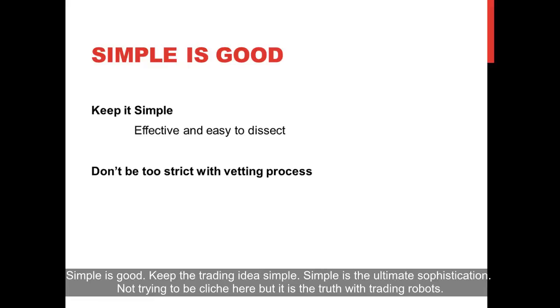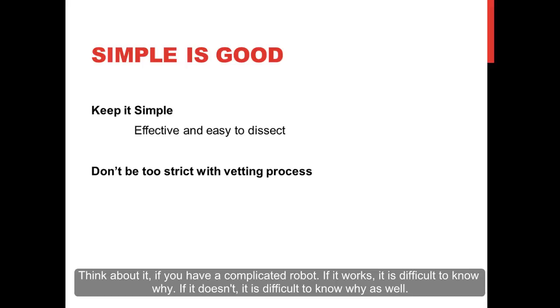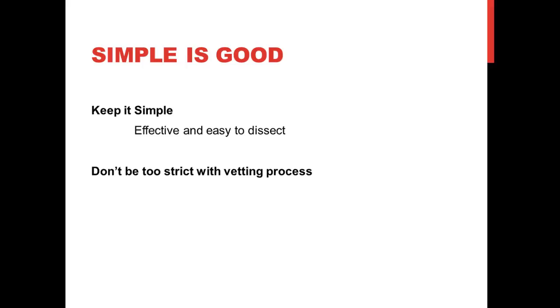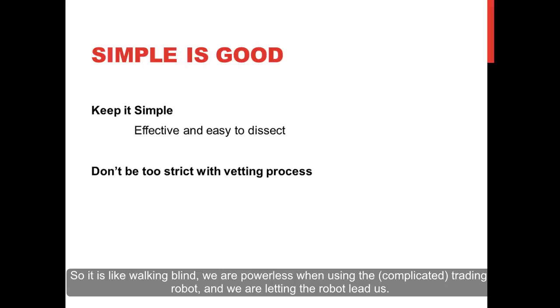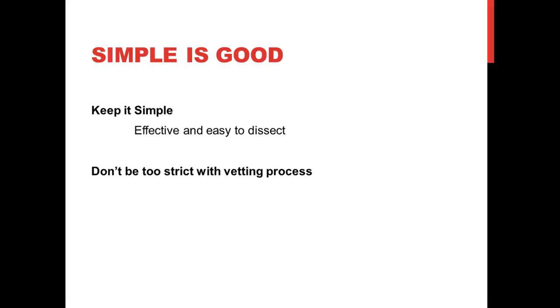Simple is good. Keep it simple. Simple is the ultimate sophistication. Not trying to be cliche here, but it is the truth with trading robots. Think about it. If you have a complicated robot, if it works, we don't really know why. If it doesn't work, we don't really know why as well. So we are like walking blind. We are simply powerless in using this trading robot, and we are letting the robot lead us.